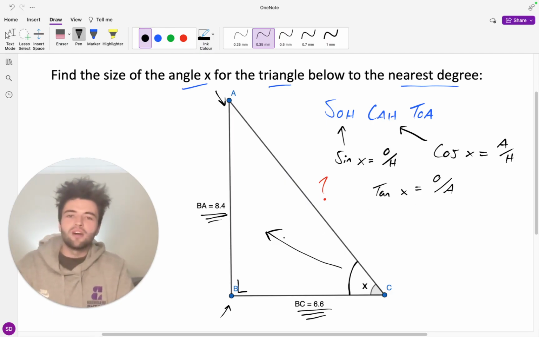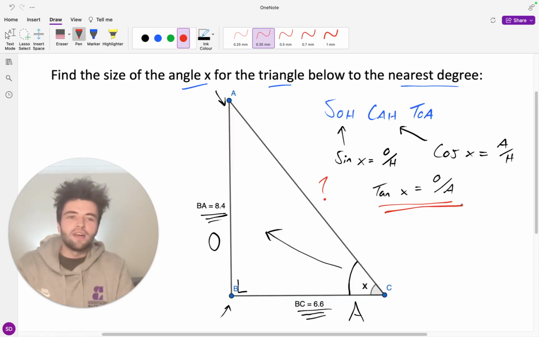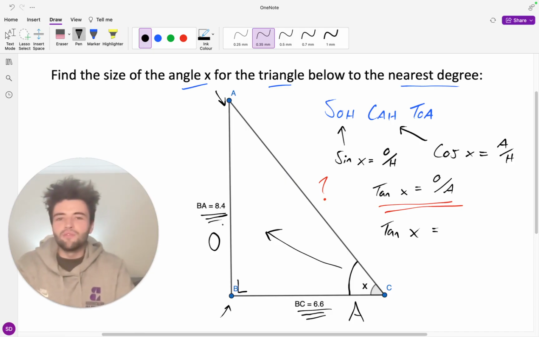So in this case we have the opposite, this 8.4, so that's O, and we have the adjacent, which is the bottom side here, and that is A. Of course, if we look at our trig identities, we have O and A, so we need to use tan. So we're going to be finding the tan of x. Now we just need to plug our numbers in. We've labelled the opposite, that's 8.4, so the tan of x is 8.4 over the adjacent, which we know is 6.6.